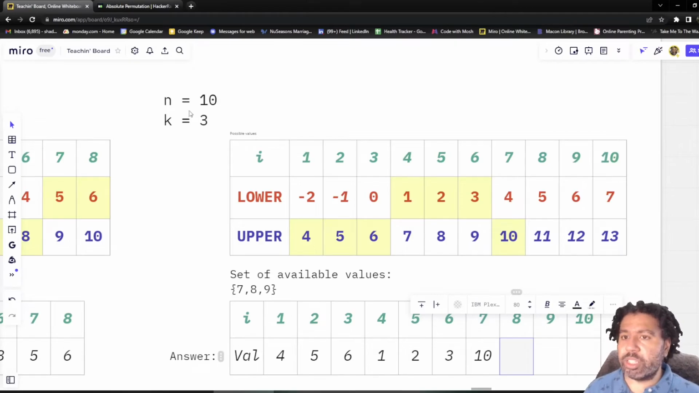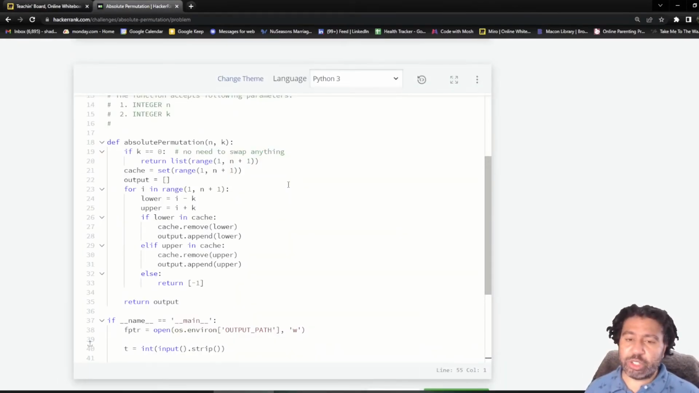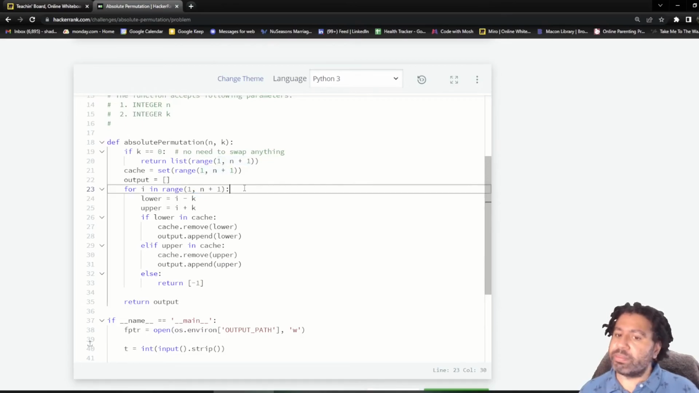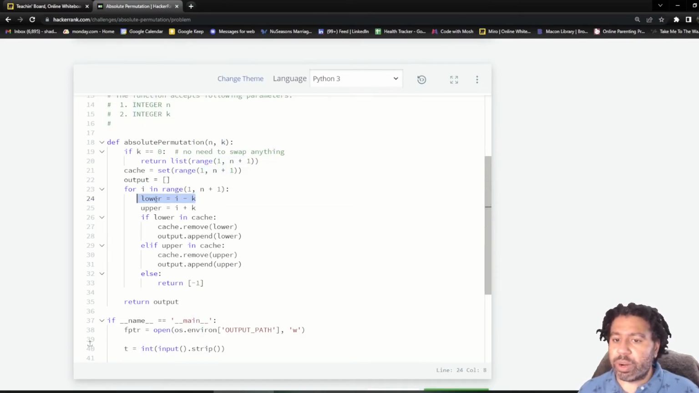All right, so let's go into the code. This code is actually not too complicated, and I added one little extra step here where if k is 0, we already know that we don't need to do anything. So here I'm just returning a list of the range between 1 and n. Otherwise I'm creating a set of the range between 1 and n. And then I'm also looping for i in range 1 up to n plus 1. I have to use that because i is 1 indexed. And here I'm just calculating the lower and upper values, i minus k and i plus k.